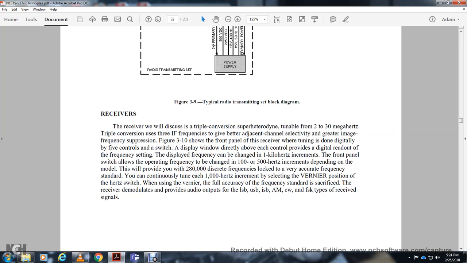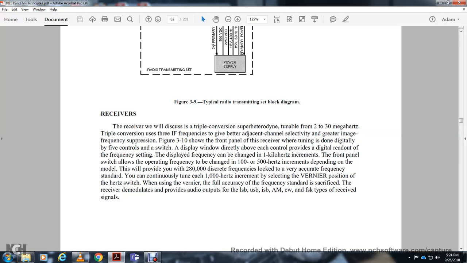Our receiver is a triple conversion superheterodyne, tunable from 2 to 30 megahertz. Triple conversion with the intermediate frequency gives better adjacent channel selectivity and greater image frequency suppression. Figure 310 shows the front panel of the receiver. Tuning is done digitally with 5 control switches, with a digital readout display directly above each control. The displayed frequency can be changed in 1 kilohertz steps, and the handle switch allows the frequency to be changed in 100 to 500 kilohertz increments depending on the model.